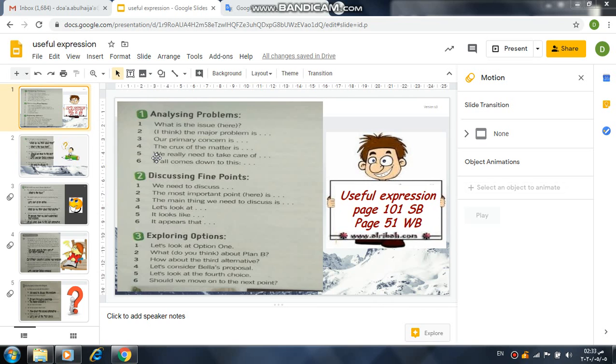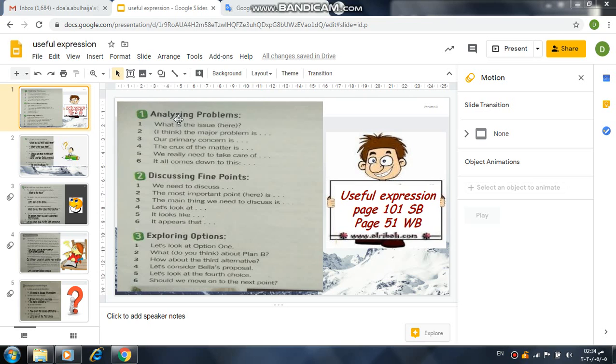Today we will start a new lesson which is useful expressions. So open your student's book page 101 and your workbook page 51. As you know, in a useful expressions lesson we always talk about new sentences, new questions and new phrases. We will use them in special situations. The situation we will talk about today is analyzing a problem, discussing points, and exploring options.